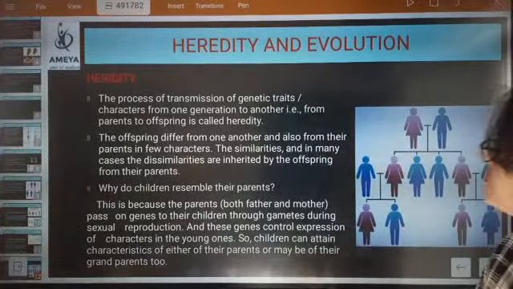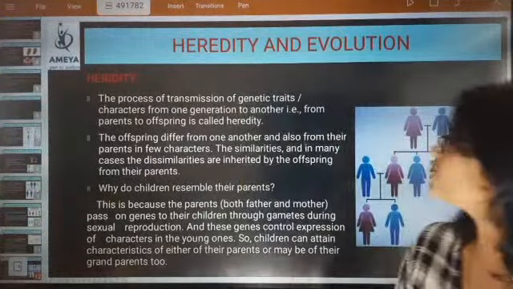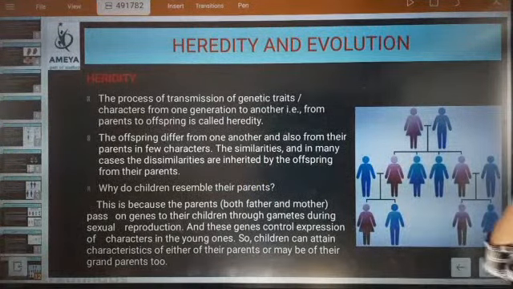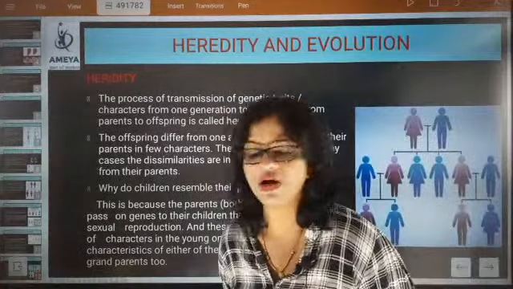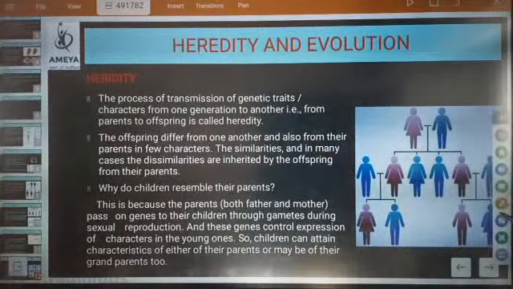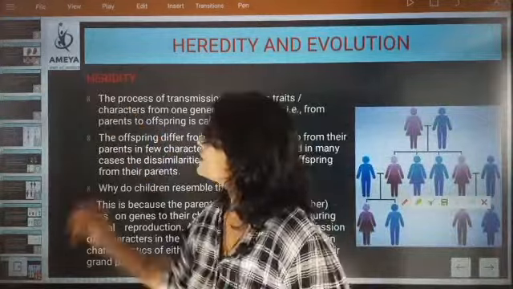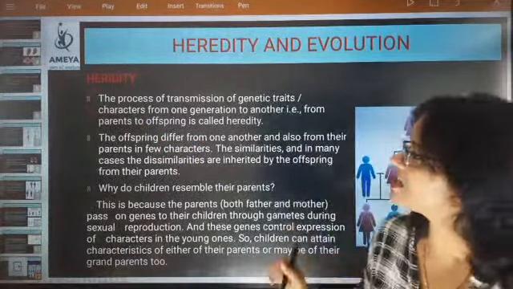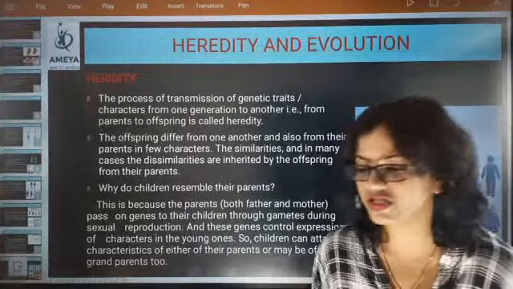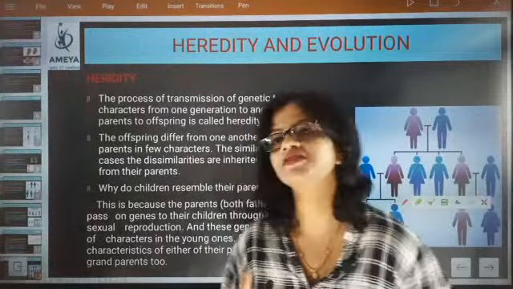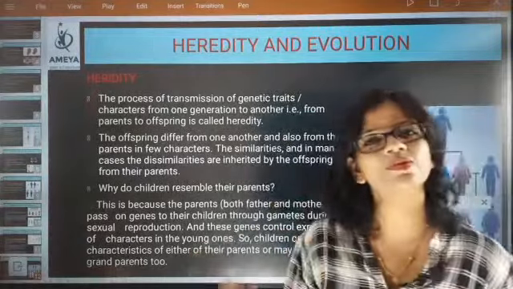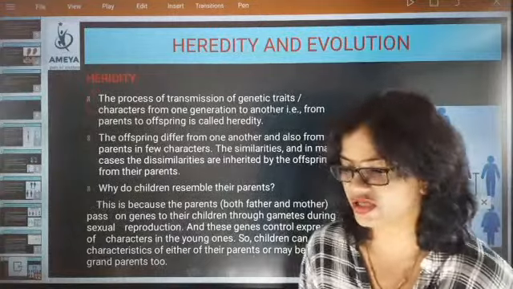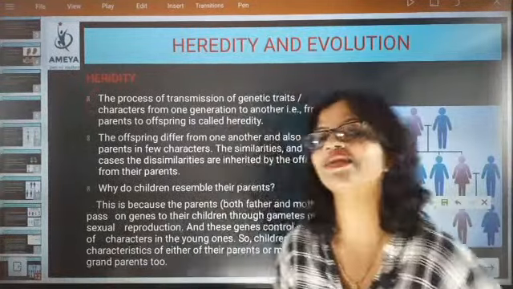The process of transmission of genetic traits or characters from one generation to another, from parents to offspring, is called heredity. Never think they are going to ask the definition of heredity; till now they have never asked it. What they will ask is how heredity has created change, or how heredity is responsible for variation. These are the questions we expect.